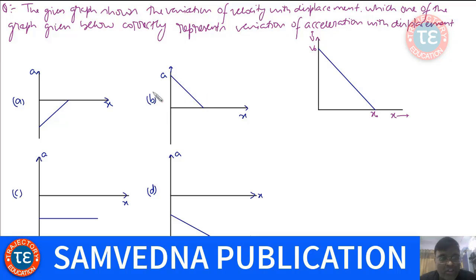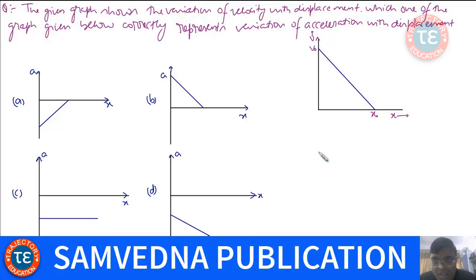Let's do some questions on the graph. This question: a given graph shows variation of velocity with displacement. Which one of the following graphs correctly represents the variation of acceleration with displacement?